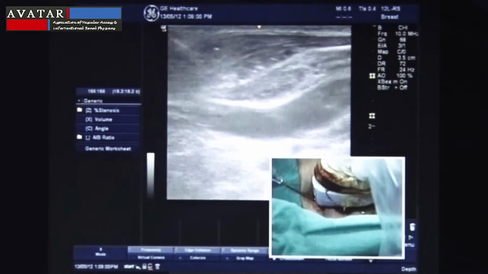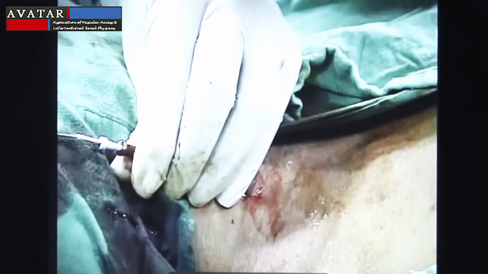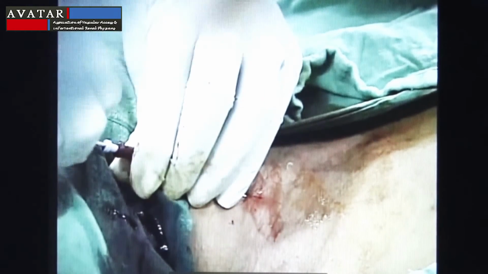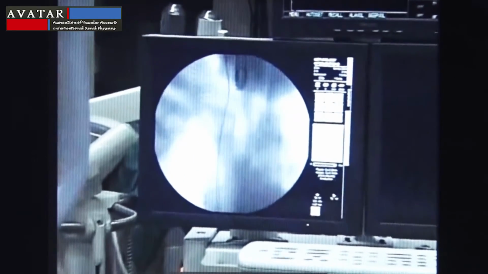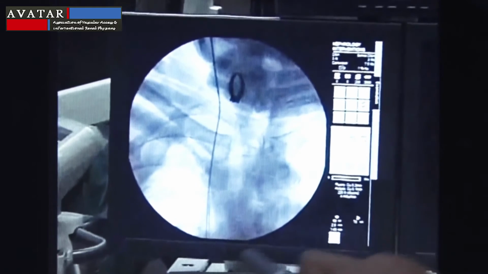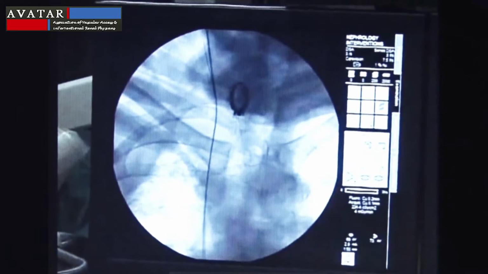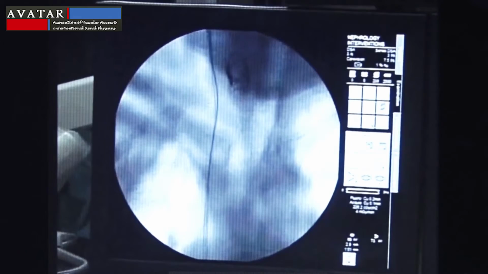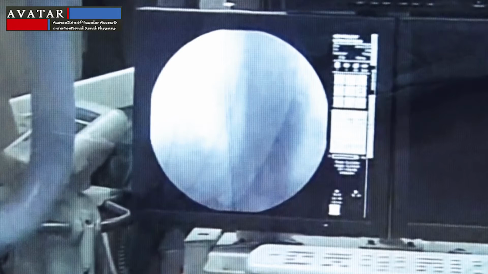You can see the needle going inside the vein. Free flow is confirmed, and then we introduce the guide wire into the vein. As a principle, we always secure the wire into the IVC. Here you can see the wire is in the IVC.